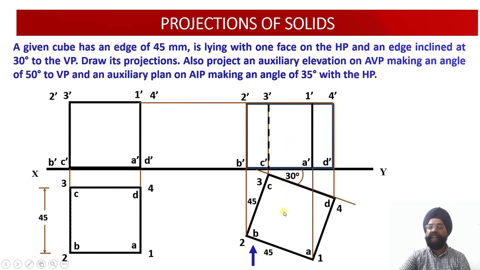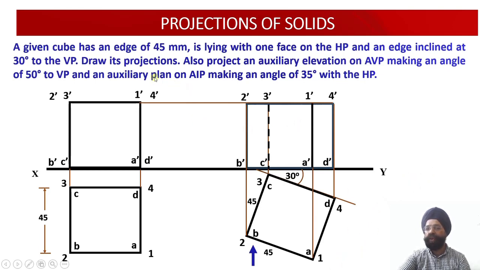Now with these inclined solid projections, we have to draw the auxiliary elevation on the AVP making an angle of 50 degrees to the vertical plane. That is, if the solid is assumed to be inclined, this inclined solid is being viewed by an observer looking at the solid at an angle of 50 degrees with respect to the vertical plane. So how will the auxiliary elevation projections of the solid be obtained onto the AVP which is oriented at an angle of 50 degrees?